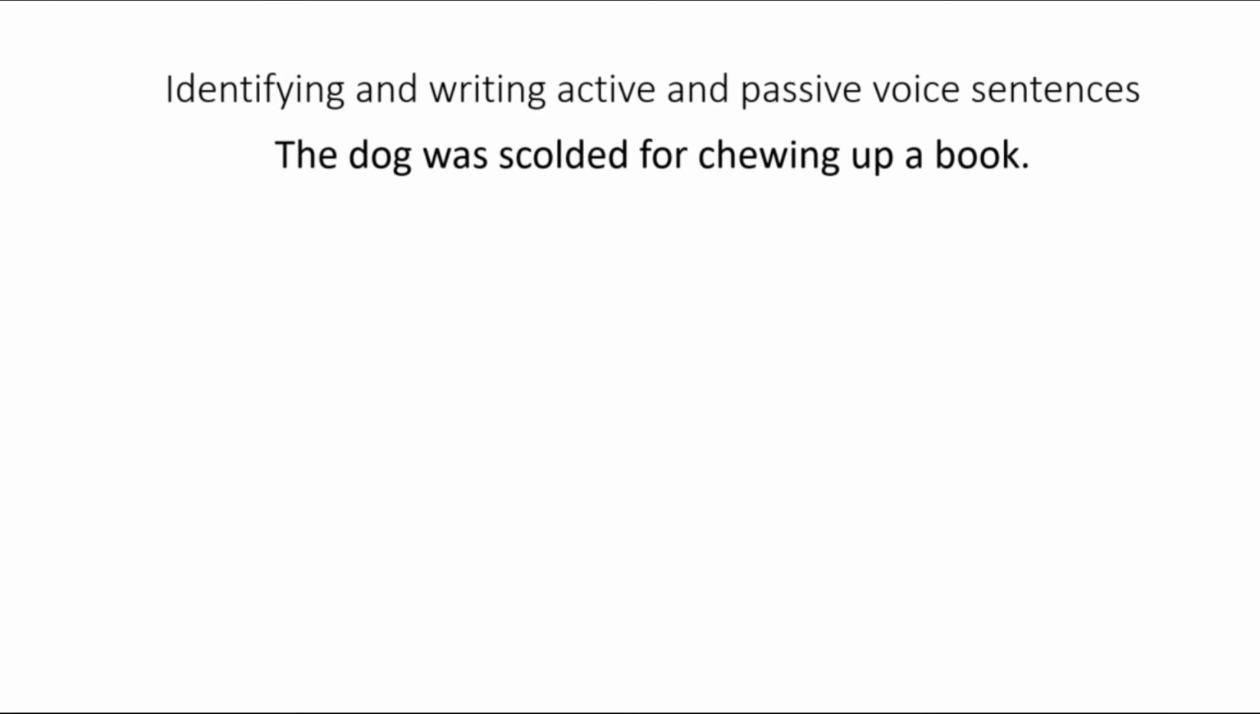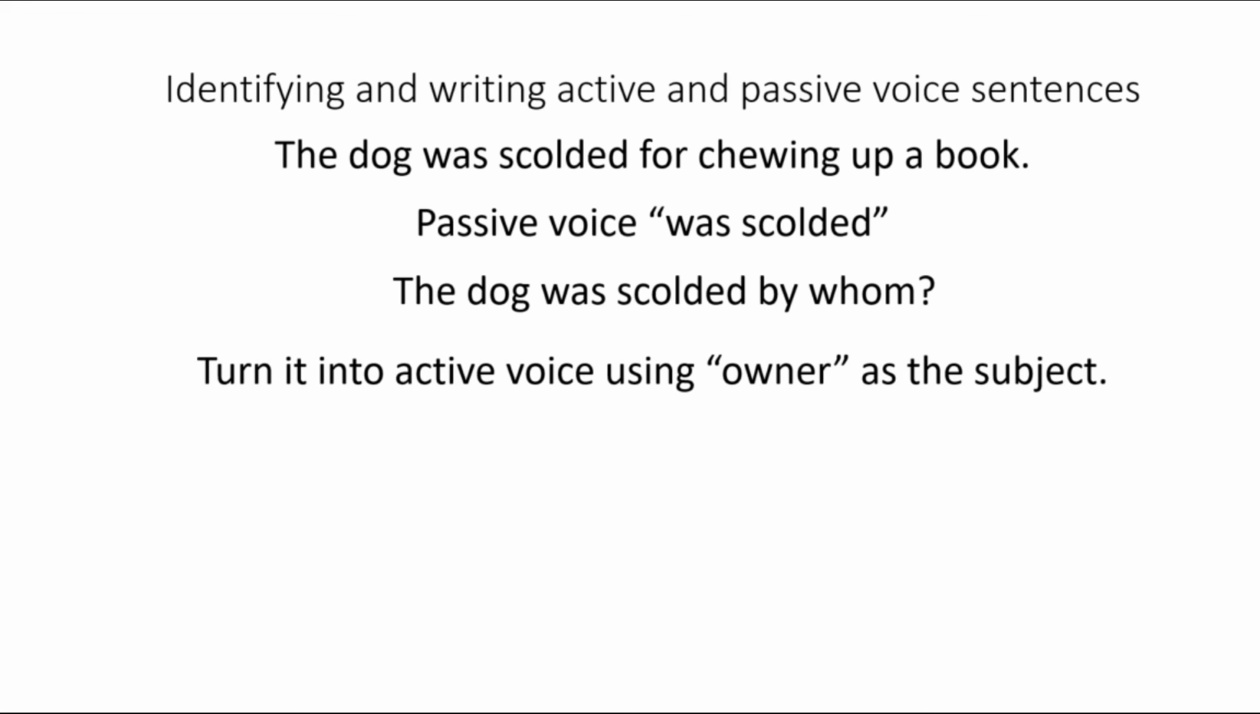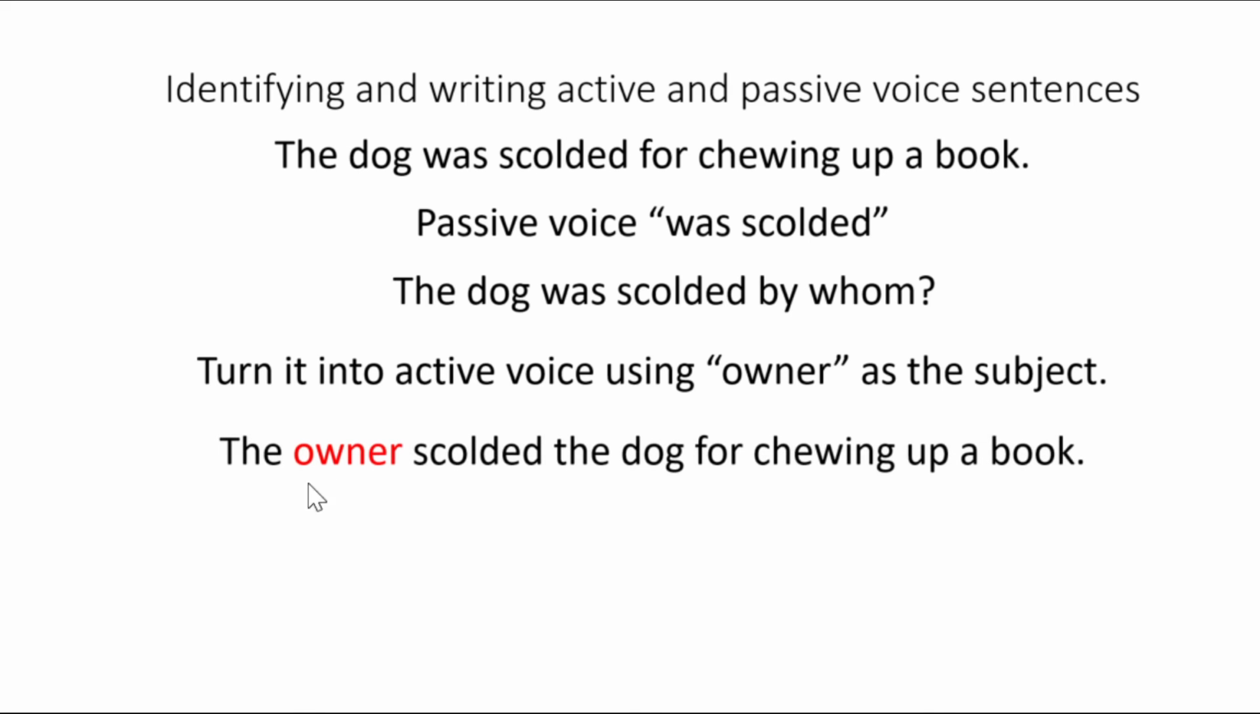Let's try this one. The dog was scolded for chewing up a book. Is this active or passive voice? This is passive voice. Notice the was scolded. The was with the ed at the end of the verb. And we also have to ask the question, the dog was scolded by whom? So if we want to turn this into the active voice, we have to come up with the answer to by whom. So let's use owner as the subject of this sentence. And now we have the owner scolded the dog for chewing up a book.